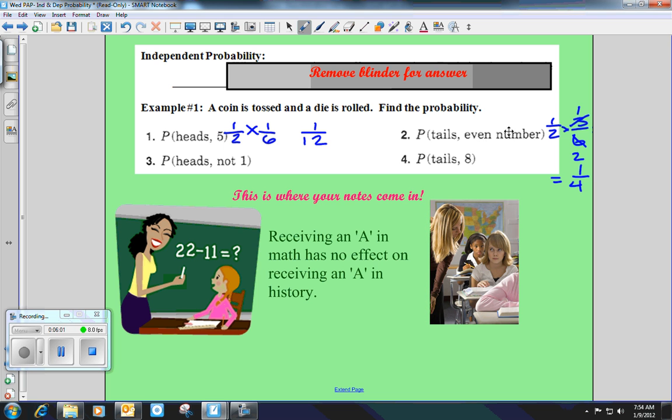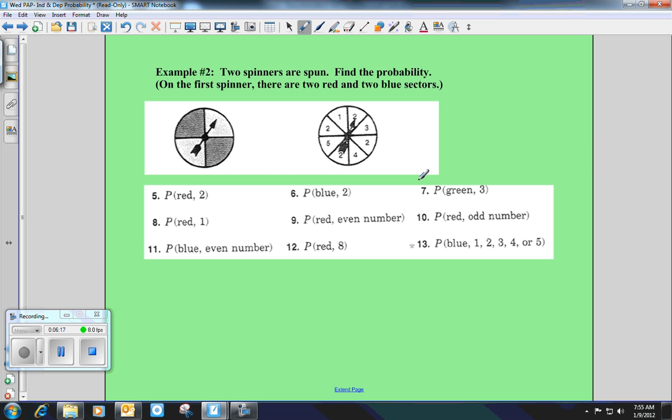There are more even numbers, so my chances are better with this number 2 than they were with number 1, where I had to roll an exact 5. Okay? All right, I'm going to have you do 3 and 4, and then we're going to look at the next page. 2 spinners. Now, we're using 2 different spinners, so they have nothing to do with each other.